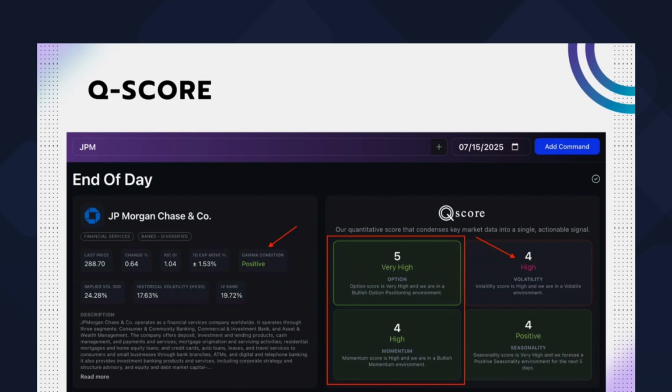So here what we have is our Q score. Our Q score is telling us that, first, we are in a positive gamma environment. You see that on the left-hand side. Our option and momentum score is very high. So this is what our quant models are telling you. We are in a bullish option cycle and we are in a bullish momentum. But again, pay attention because we see an increase in volatility. Of course, we are coming into earnings, so the volatility around earnings is much higher. We are also in a very, very positive seasonality, right? So this is what the model is telling us. So very strong option positioning, very strong momentum, strong seasonality, but again, pay attention to volatility.